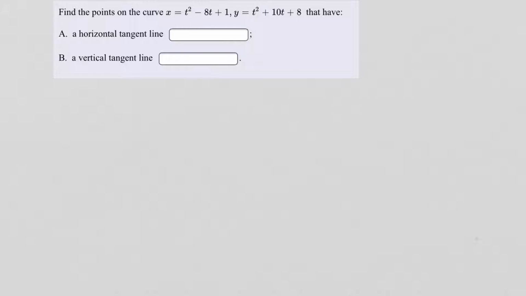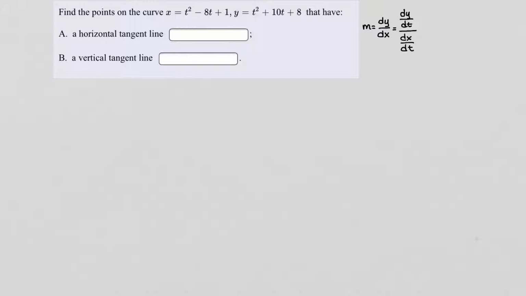Now, in order to successfully work this problem, we have to remind ourselves of a few important things. First, we want to remind ourselves that the slope of any tangent line is equivalent to the first derivative. And specifically, when we talk about the first derivative for a parametric curve, we are referring to taking the derivative of y with respect to t over the derivative of x with respect to t, where y and x are functions of t.